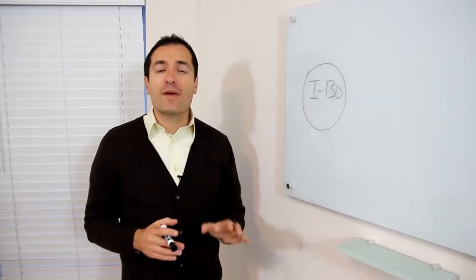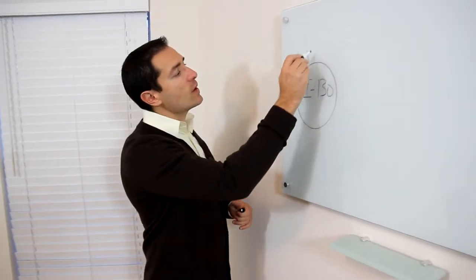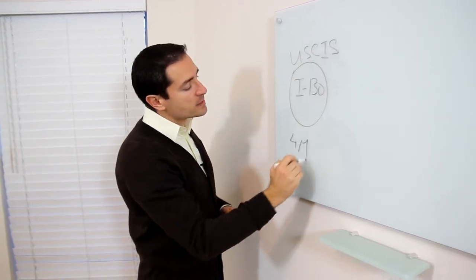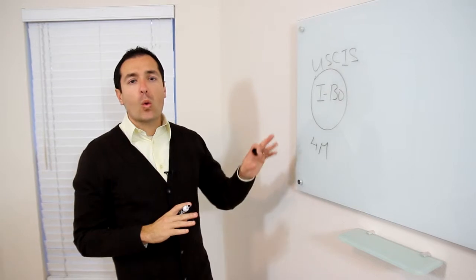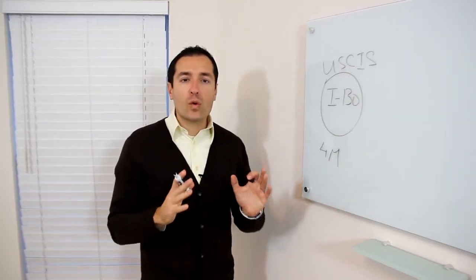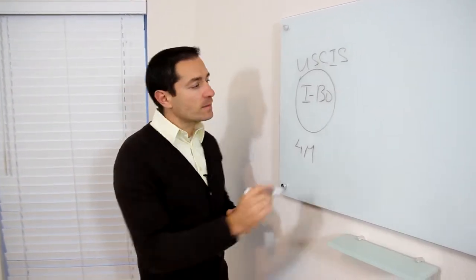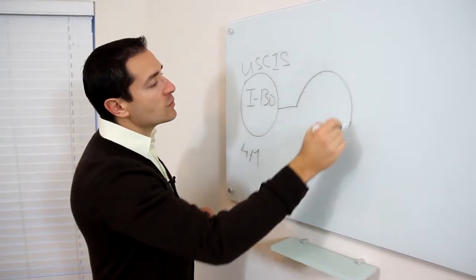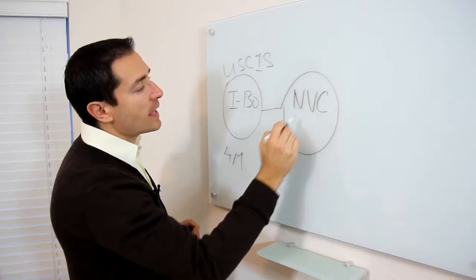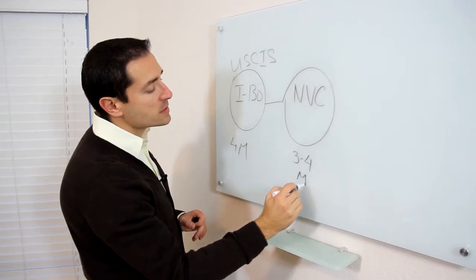Now, the I-130 is filed with the U.S. Immigration Service in the United States. It's a USCIS filing, which takes about 4 months to process. Once this petition is approved, the U.S. Immigration Service will forward that petition to the National Visa Center. The National Visa Center is a buffer agency between the U.S. Immigration and the U.S. Embassy. So this is the NVC. That's another, I would say, 3 to 4 months process.